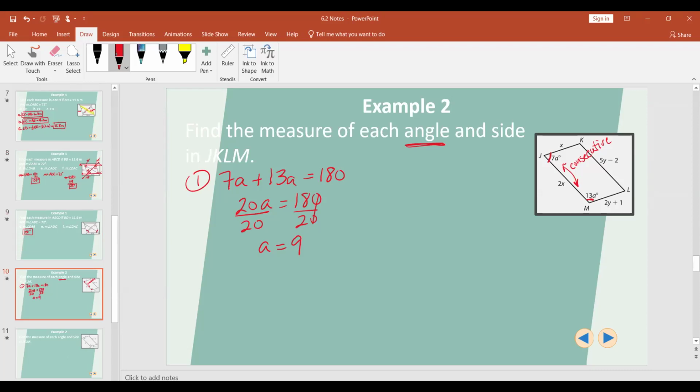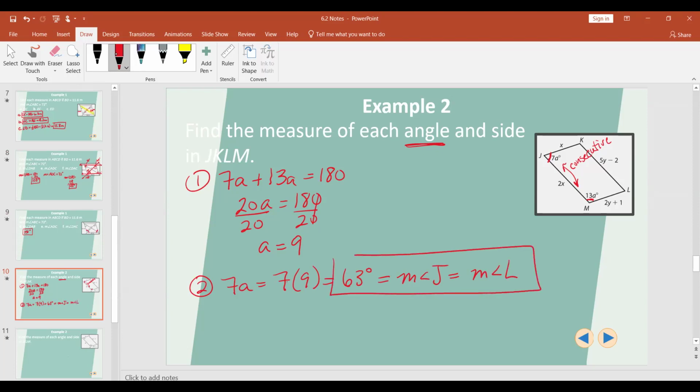All right, not 9 degrees. That's just our variable. The second one, we have to plug that in. So 7A is 7 times 9, which is 63 degrees. That is the measurement of angle J, and also the measurement of its opposite, angle L. So the measurement of angle J and angle L is 63 degrees.